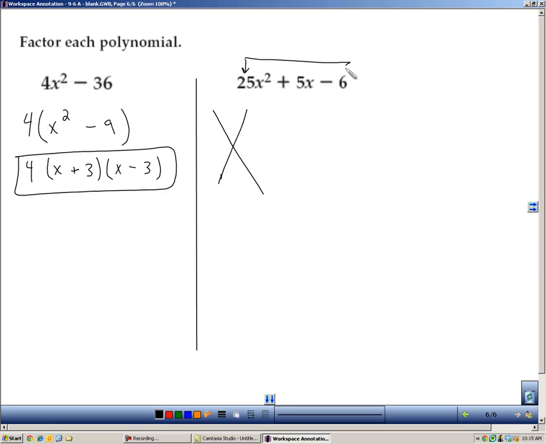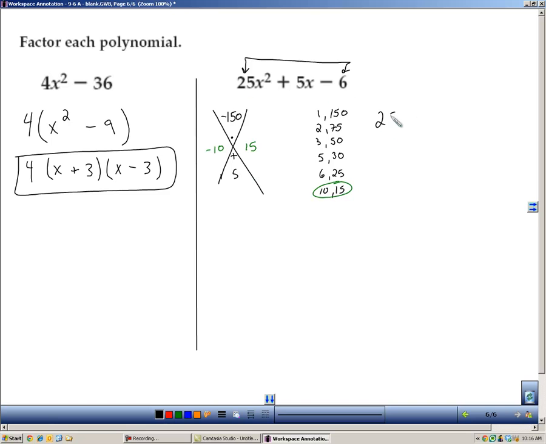25 times negative 6 is negative 150. We want two numbers that multiply to give us that, and that add to give us positive 5 on the bottom. Now we're going to list all the factors of 150. So here you have all the factors of 150. So I need two of these factors that multiply to give me negative 150 and add to give me a 5. Well, it looks like I'm going to work with 10 and 15, but one of them has to be negative and the sum is positive, so go negative 10, positive 15.